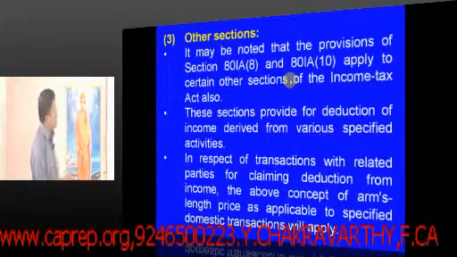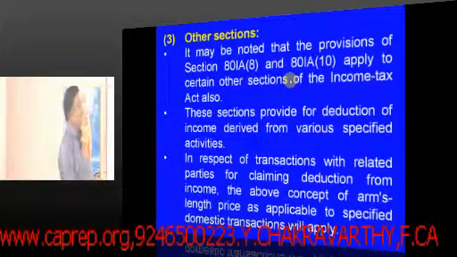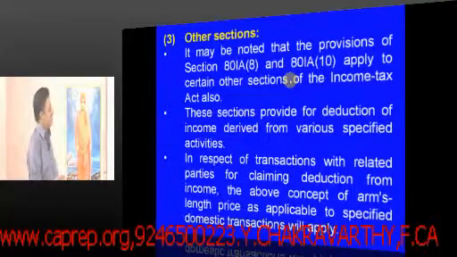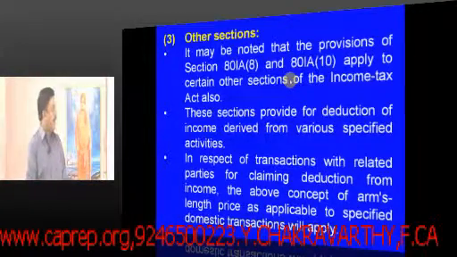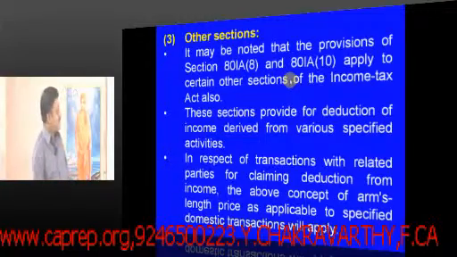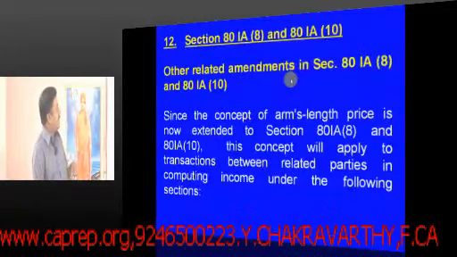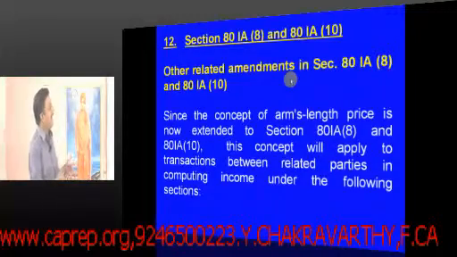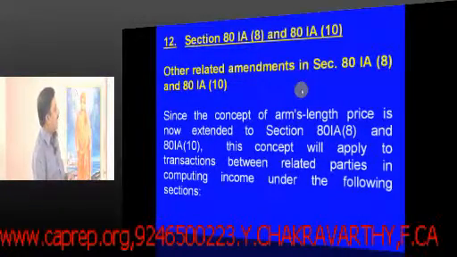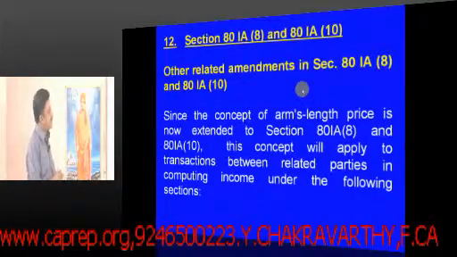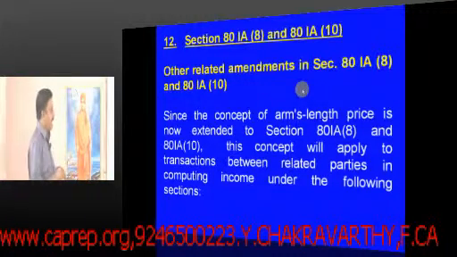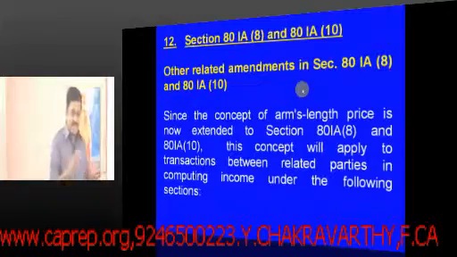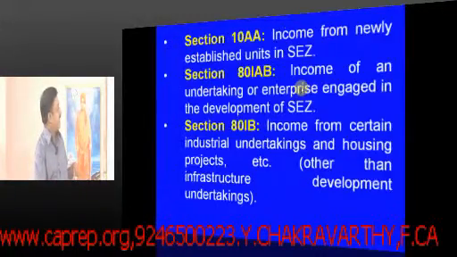So it may be noted that the provisions of section 80IA(8) and 80IA(10) apply to certain other sections of the Income Tax Act also. These sections provide for deduction of income derived from various specified activities. So this concept and its implications will be on what? 80IA(8) and 80IA(10). So what are the other related amendments? Since the concept of arm's length price is now extended to 80IA(8) and 80IA(10), this concept will apply to the transactions between the related parties while computing their income.